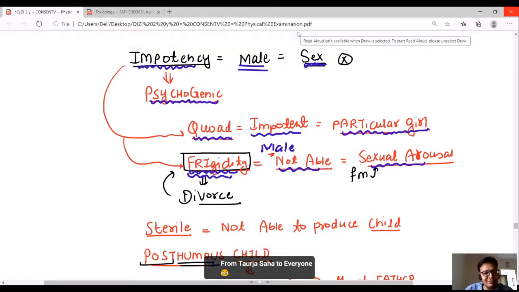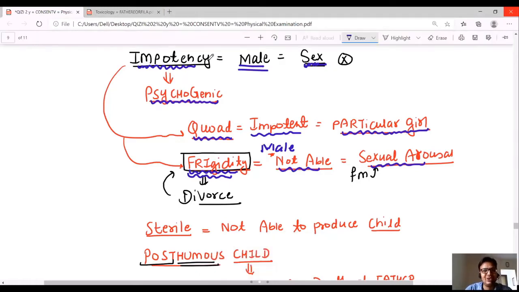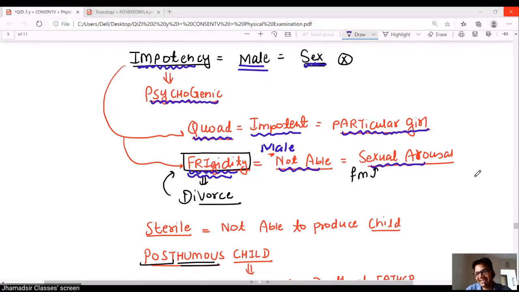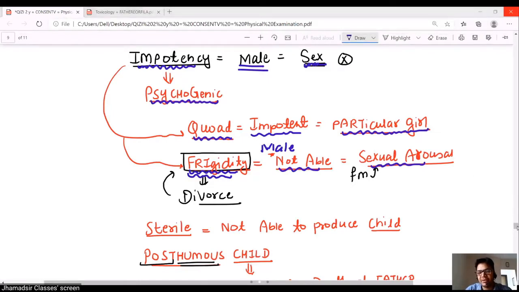Arre kya hua Ricky Thakur, maza aa gaya? So this is regarding sex. Now we have discussed sex.